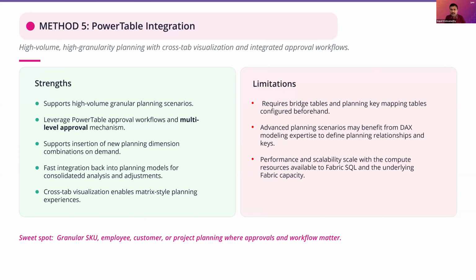You can't use an F2 capacity and try to do this, obviously, based on the size. So it's directly proportional to your capacity size and the number of cores available for the Fabric SQL. So I just wanted to throw in there, the product itself doesn't really have the limitation. It's just your Fabric capacity size that will play a role.